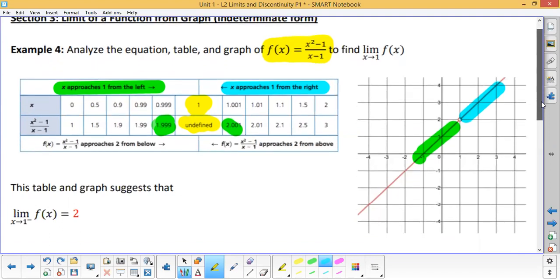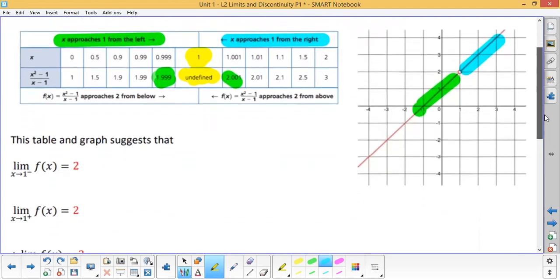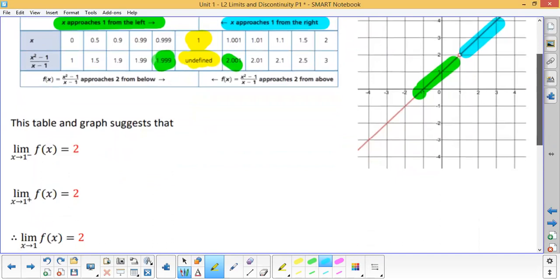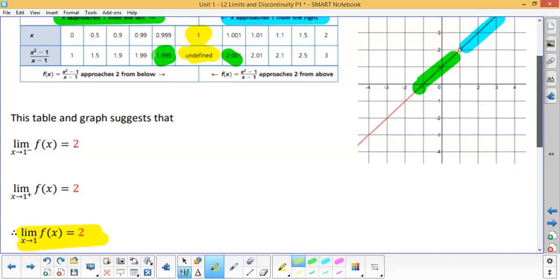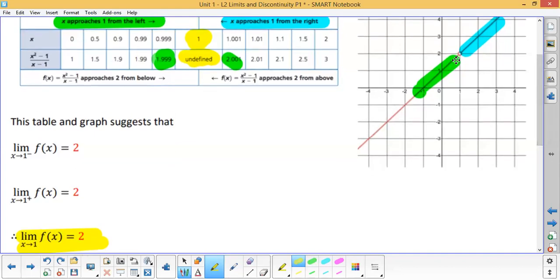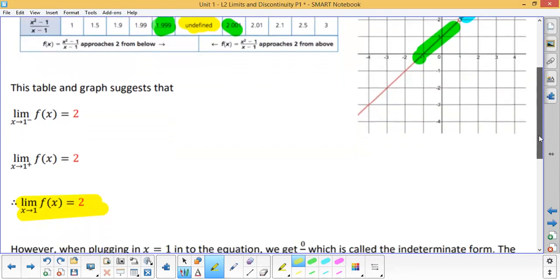So how I would write that mathematically, because as we approach from the left, the limit of f of x at 1 is going to be 2 from the left and 2 from the right. That means the limit does exist, and the limit is equal to 2. Even though there is a hole at that particular graph, the limit does exist.